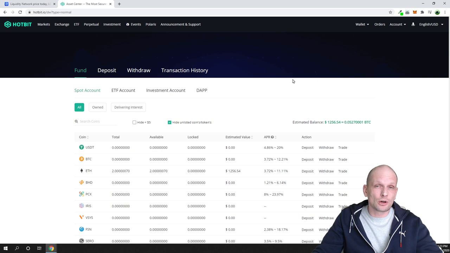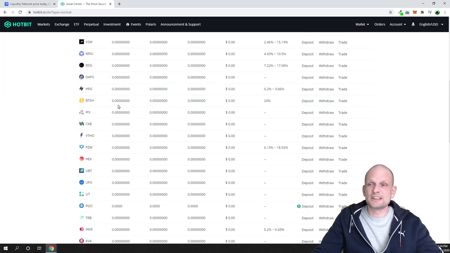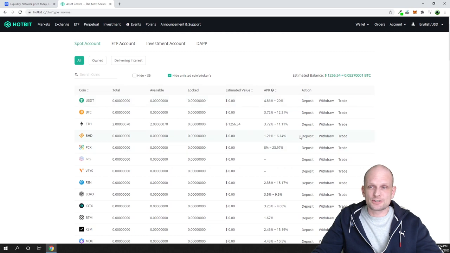If you don't know how to transfer Ethereum to this cryptocurrency exchange, or any other cryptocurrency which you would want to transfer, it is simple: you go here on wallet, you go to My Fund, and you will see this particular page where you will see different cryptocurrencies. Opposite each of them, for example USDT, which is Tether, you will see deposit, withdraw, or trade. If you click any of them, you will get redirected to that page.